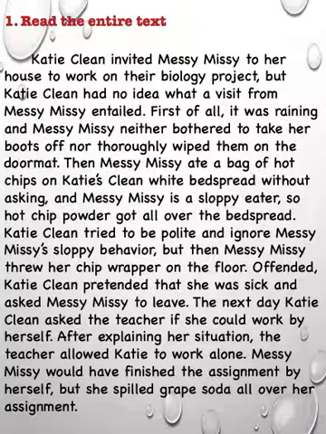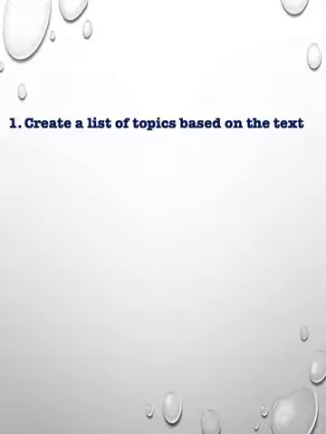So we've read the text from beginning to end. So the next step that we want to do is to create a list of topics based on the text. So when I'm thinking about this text, I'm thinking friendship is a main topic, because they're working together and they're supposed to be friends, but Messy Missy is not being a nice friend by ruining Katie Clean's stuff, and Katie's not being a nice friend by telling her the truth. So I feel like friendship is a really big topic within this text.